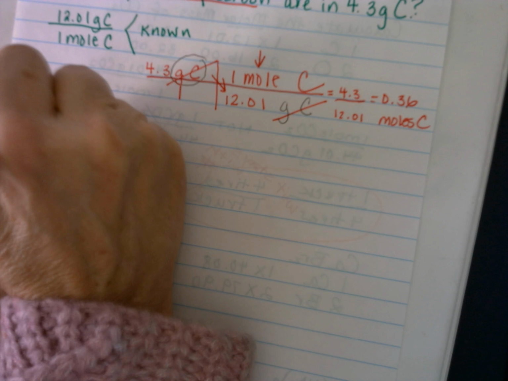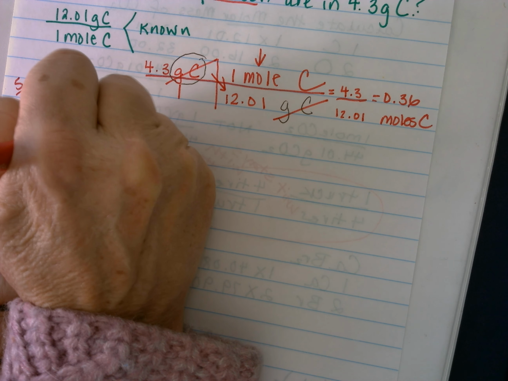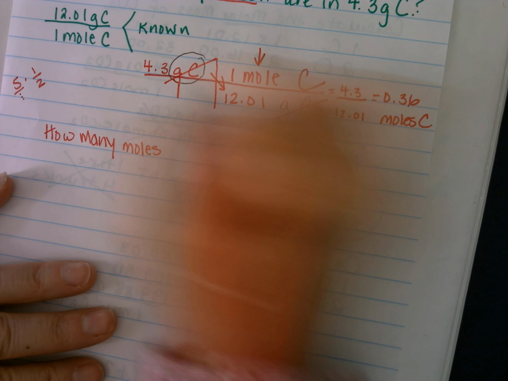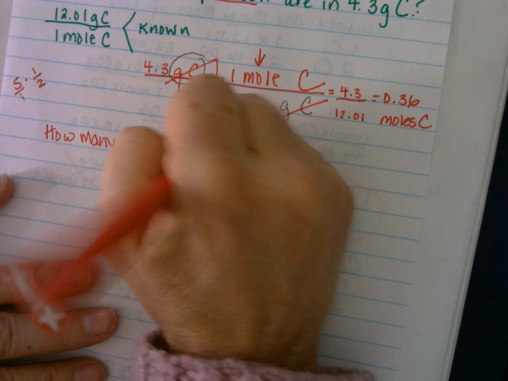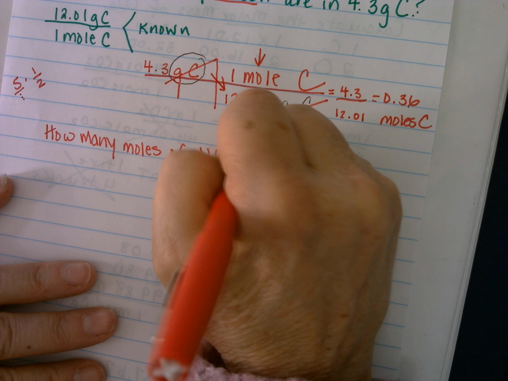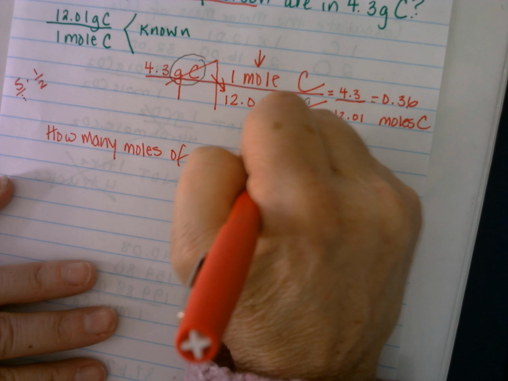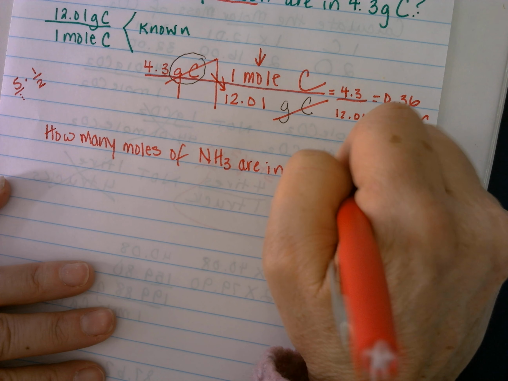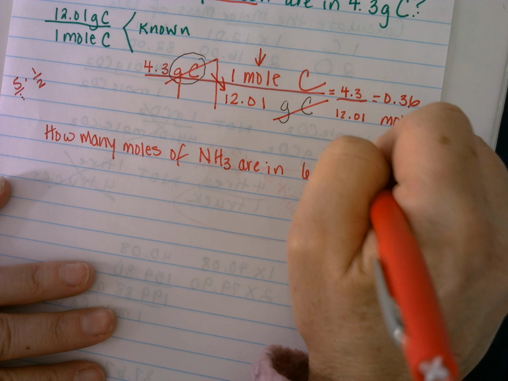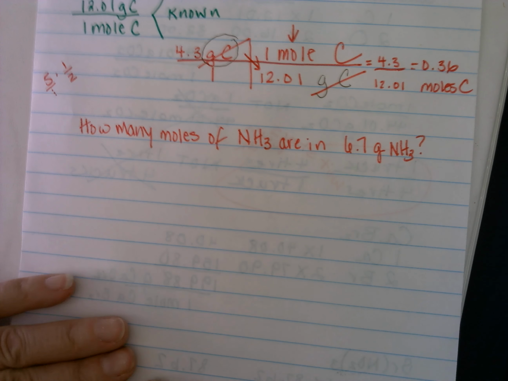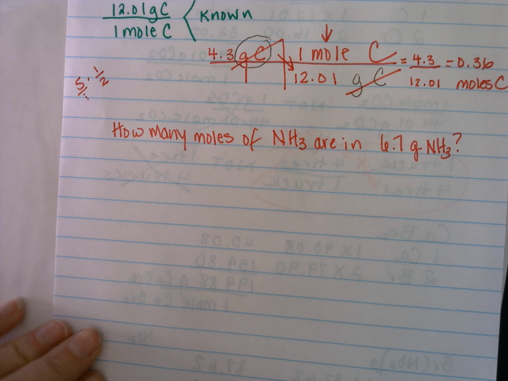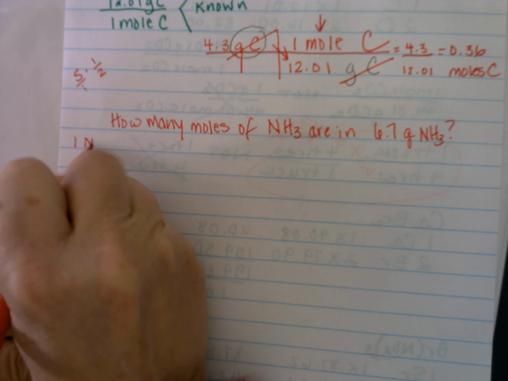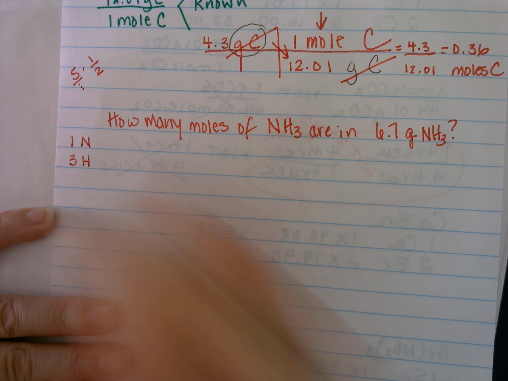I would like to know how many moles of ammonia, NH3, are in 6.7 grams of NH3. So the first thing we need to do is calculate the molar mass of NH3. So 1 nitrogen and 3 hydrogen.